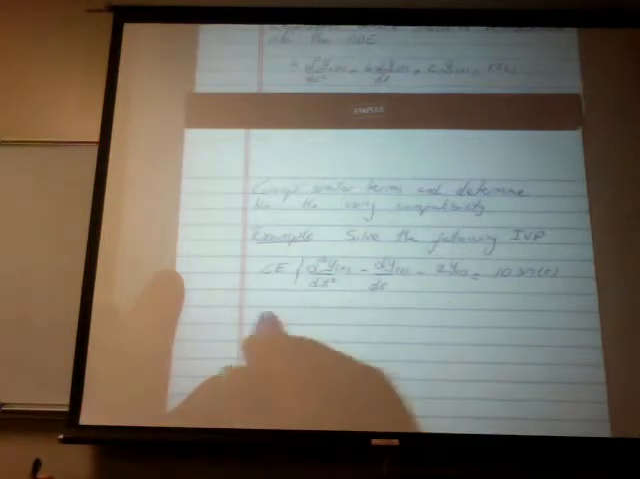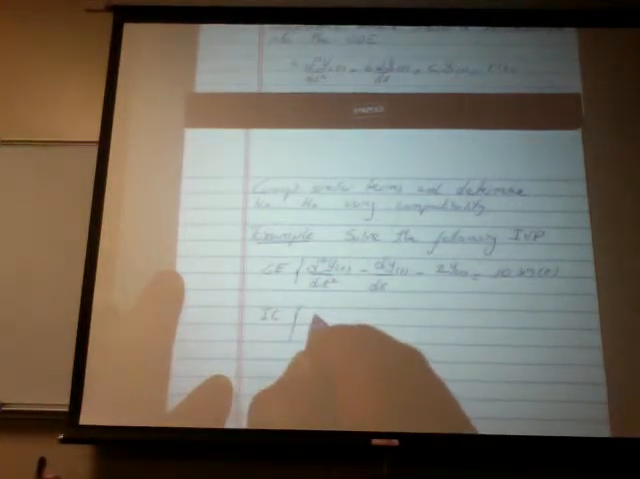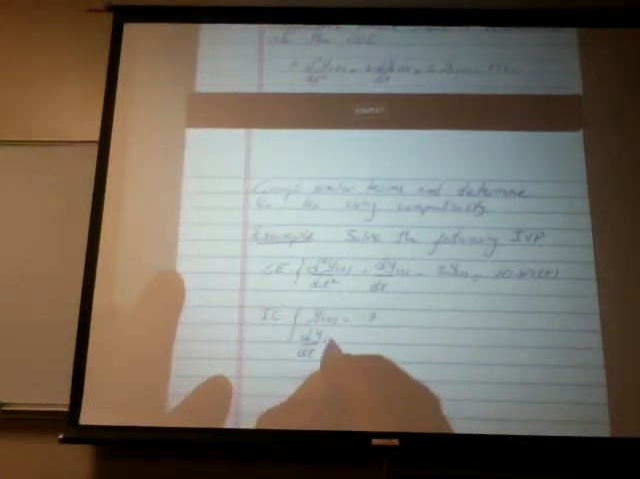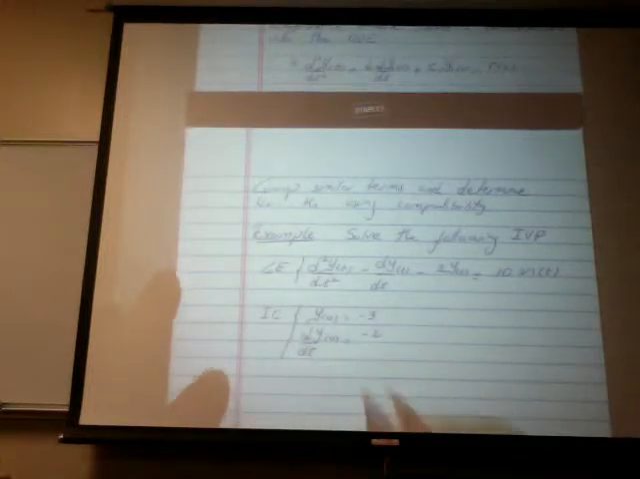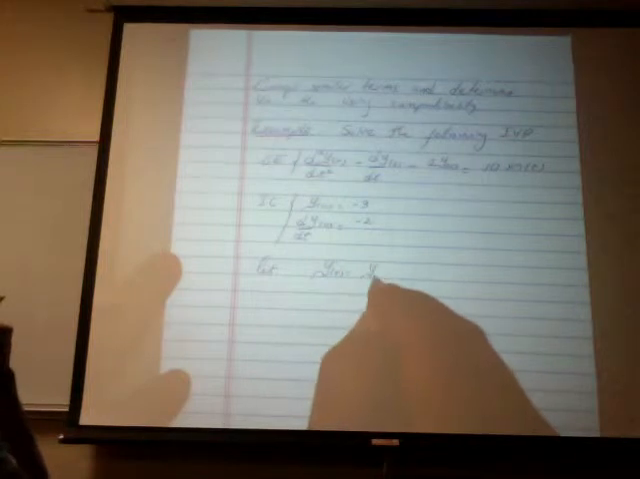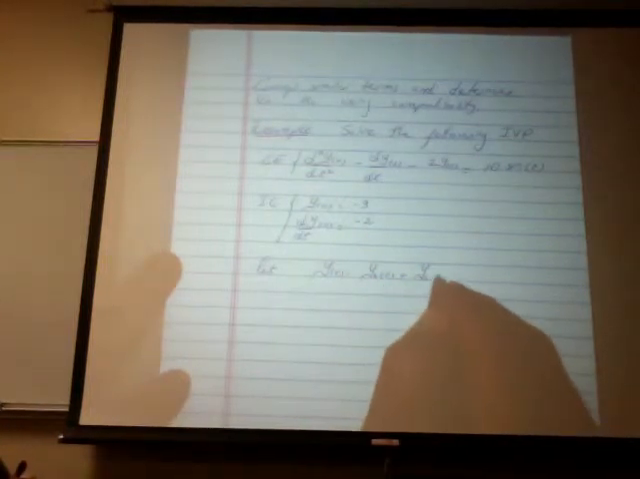And given the initial conditions, so this is the governing equation, and the initial conditions are y(0) is equal to minus 3, and dy/dt at 0 is equal to minus 2. So we're given two initial conditions. We need two initial conditions by definition. Okay, so first step, we let y(t) be equal to the y homogeneous plus the y specific.